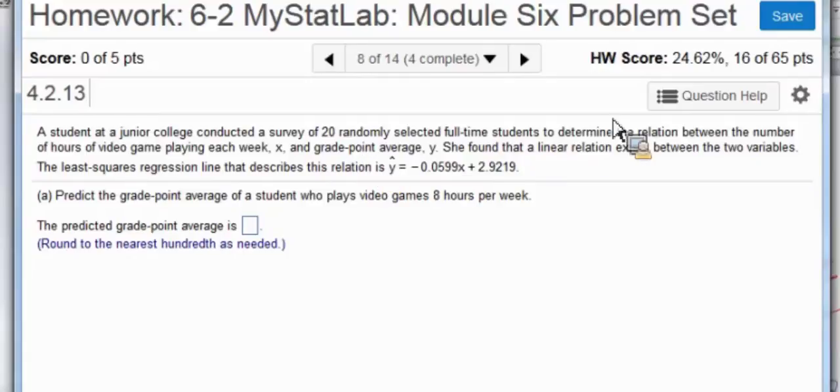So she found that a linear relation exists, and here's the equation. Okay? A negative slope, right? The number in front of the x is negative. That means the more the x, the more video games, the lower the grade point average.